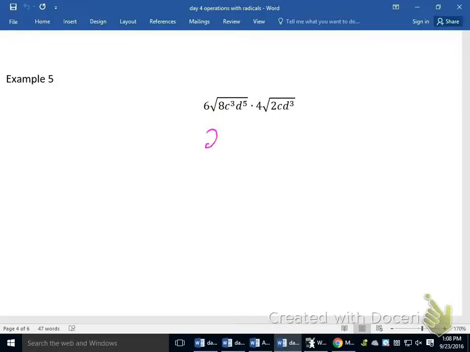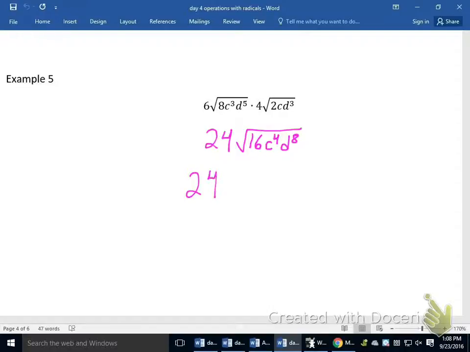That 6 times 4 will be 24. Times the square root of 8 times 2 is 16. C to the 3rd times C to the 1st is C to the 4th power. And D to the 5th times D to the 3rd is D to the 8th power. Now I'm going to simplify the root as much as possible. And this one actually completely simplifies.